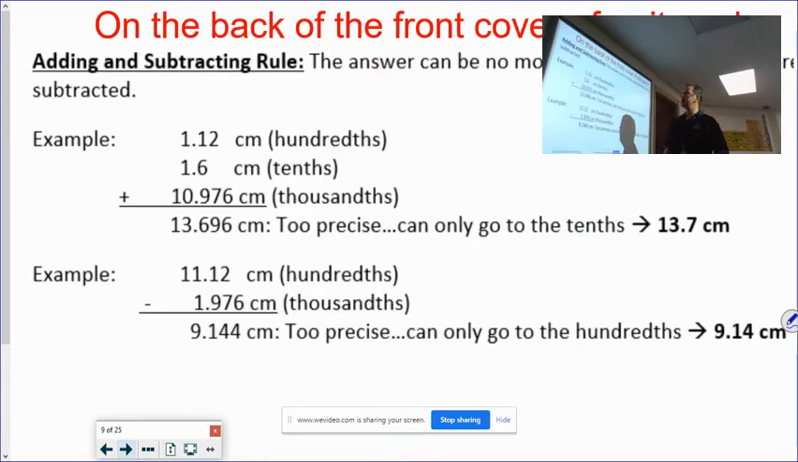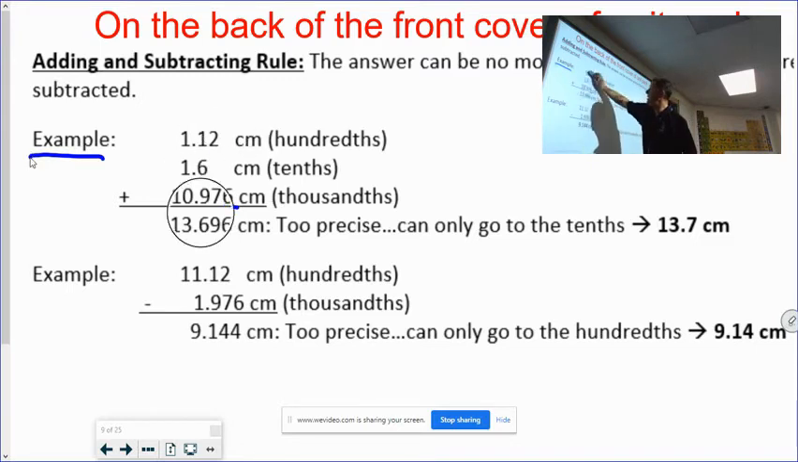Addition and subtraction, it's all about place value. What is the most precise number? What is the least precise number? So the rule is your answer can be no more precise than your least precise number. So if we look at our example right here, this number goes to the hundredths place, this goes to the tenths place, and this one goes to the thousandths place.